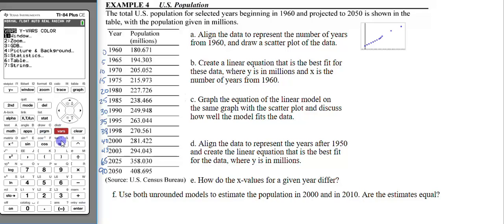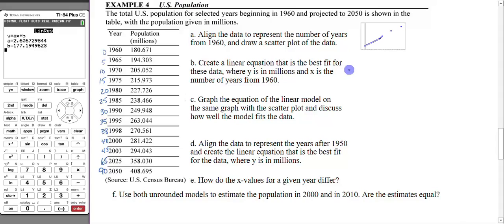So we go into our variables, we go into y variables. We want to save it as a function, and we'll save it in y1. Hit enter, it goes down to calculate, and then you're ready to get that calculation. So y equals ax plus b is going to be y equals 2.61x plus 177.19.